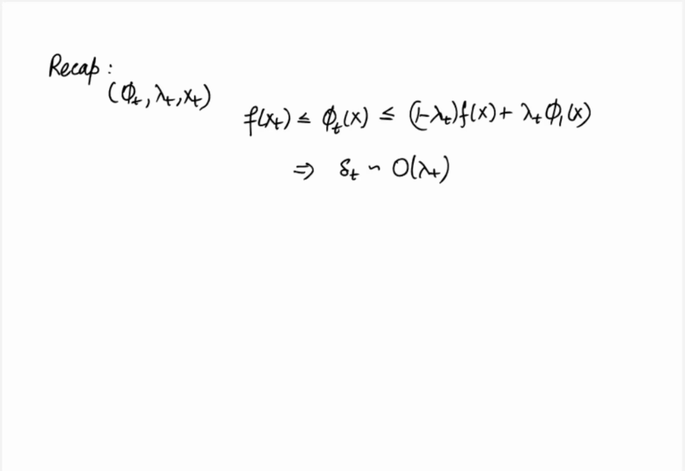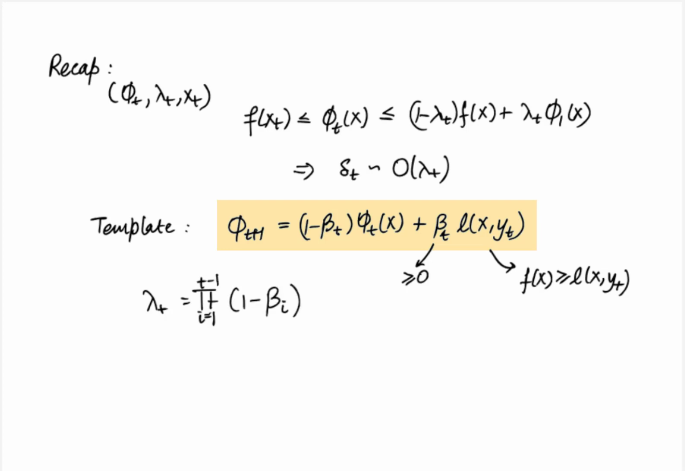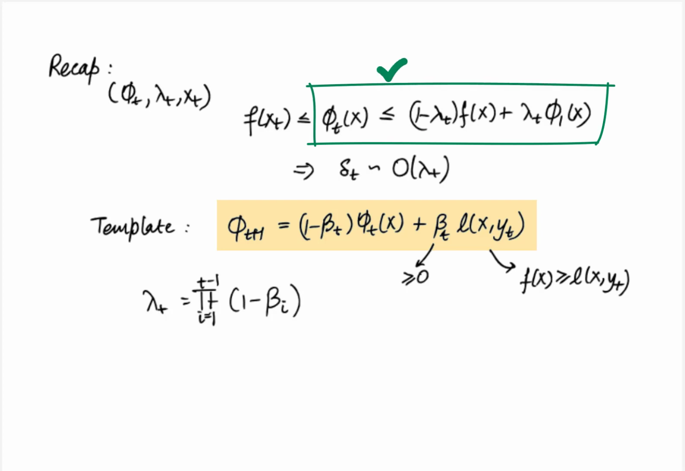Of these, the following template for generating the approximating functions phi t: phi t plus 1 of x is equal to 1 minus beta t into phi t of x plus beta t into L of x comma yt, where beta t is greater than 0 and L of x comma y is the lower bound on f of x, so that f of x is greater than or equal to L of x comma y for all y, along with the definition of lambda t, which is that it is the product from i from 1 to t minus 1 of 1 minus beta i, and lambda 1 equal to 1, ensures the upper bound property. So we have already seen the proof of this statement.